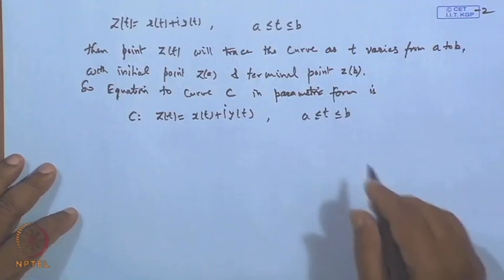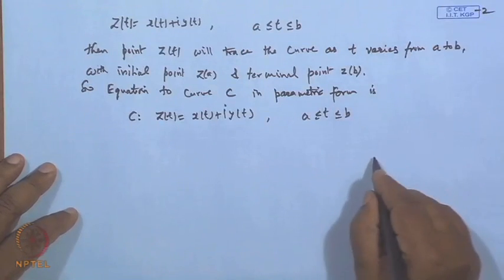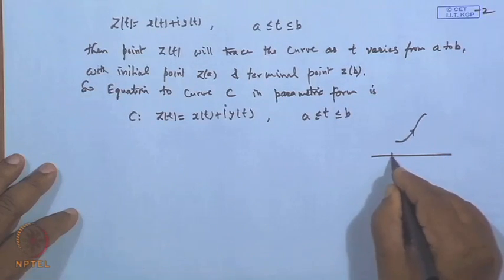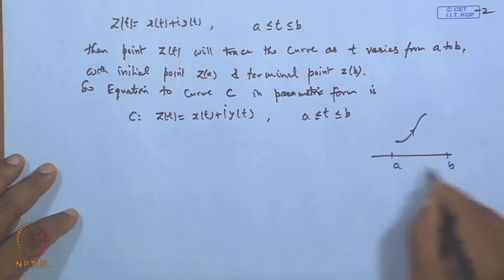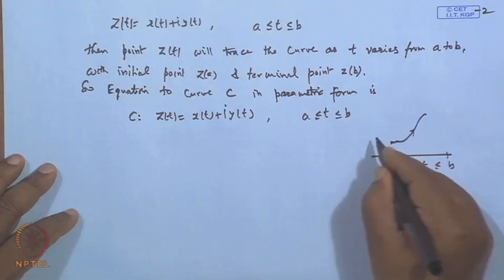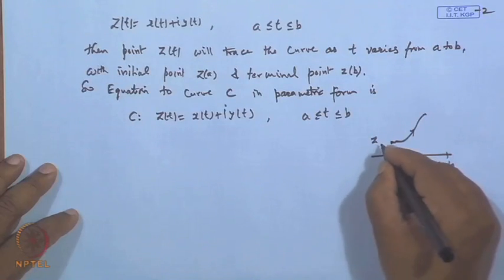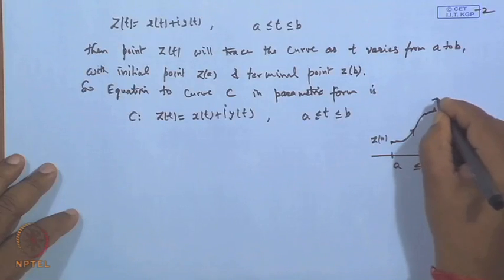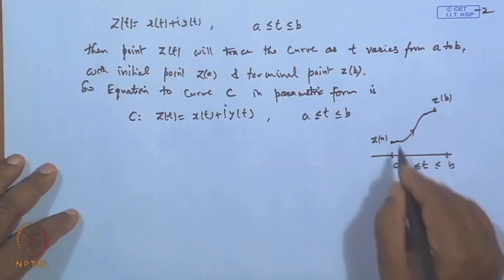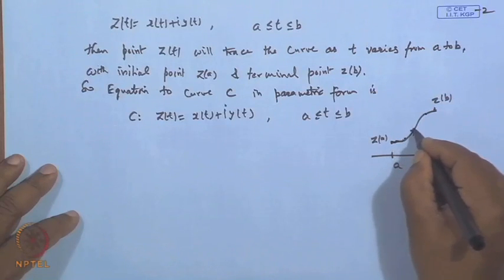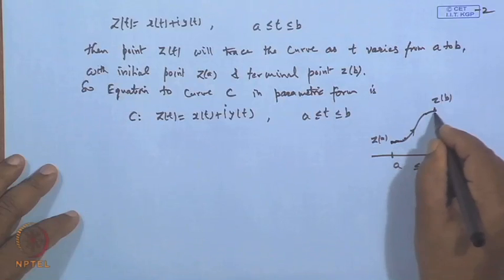Now, when we say the curve, this is our curve, here is the interval [a, b], and t is varying over this interval. Corresponding to a, we have a point here, say z(a), and corresponding to b, we have a point, say z(b). As t varies, the point on the curve varies, so it will trace a curve.